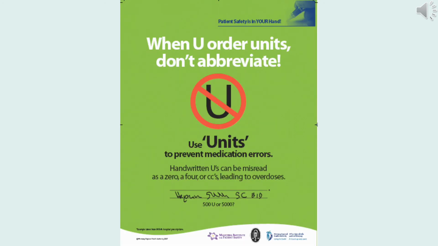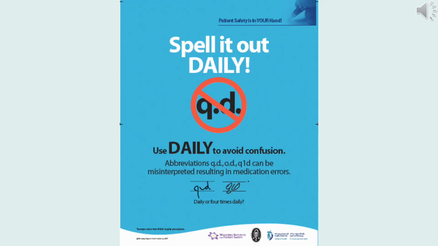This poster is reminding prescribers to never use the abbreviation U for units and to always write out the full word. As you can see from the example of the order, it calls for heparin, 500 units or 5,000. There's quite a difference between the two. This one is again reminding prescribers to never use the abbreviation QD, as it can often be mistaken for QID or 4 times daily. As you can see from the example, it's easy to mistake QD and QID for one another. Make sure you're writing out the full word daily.